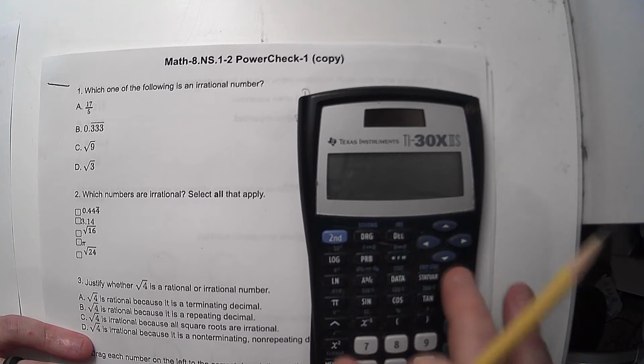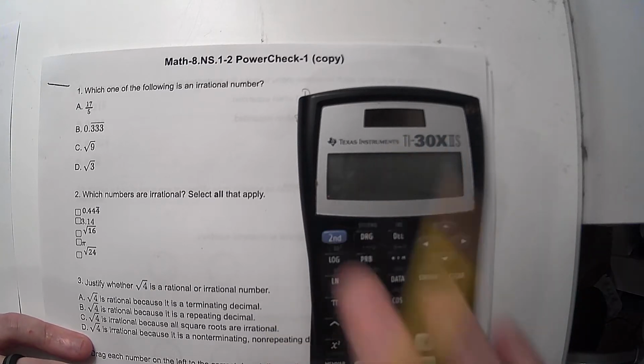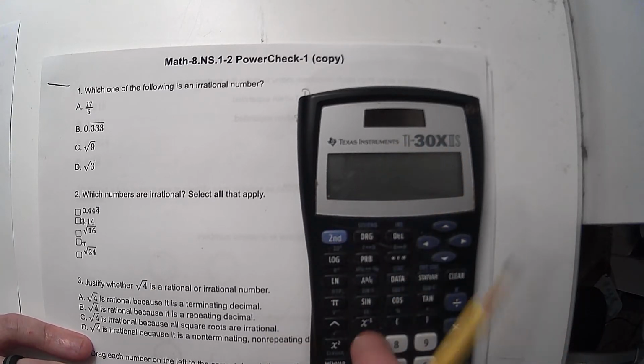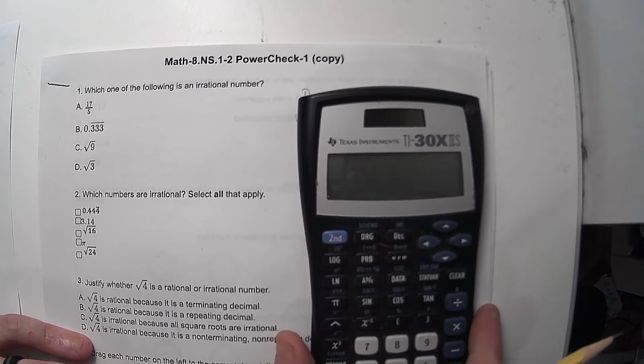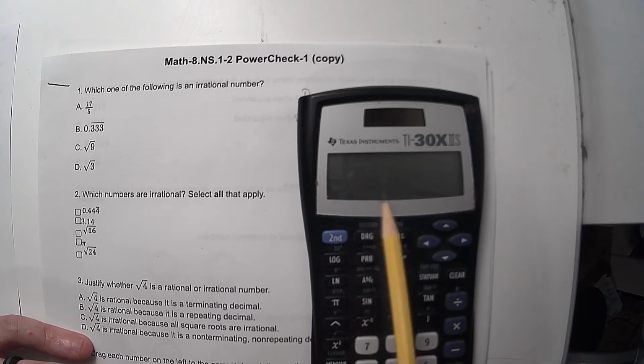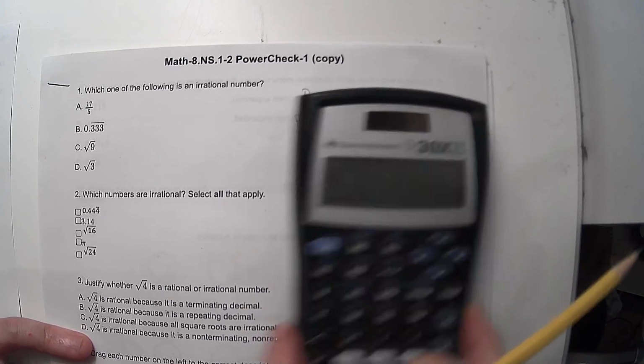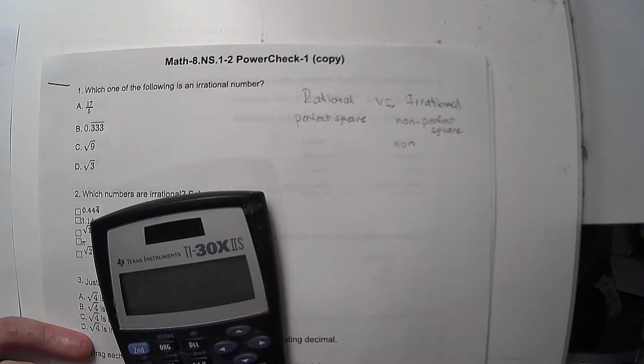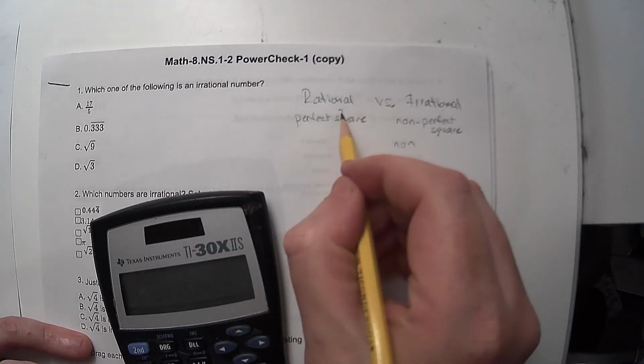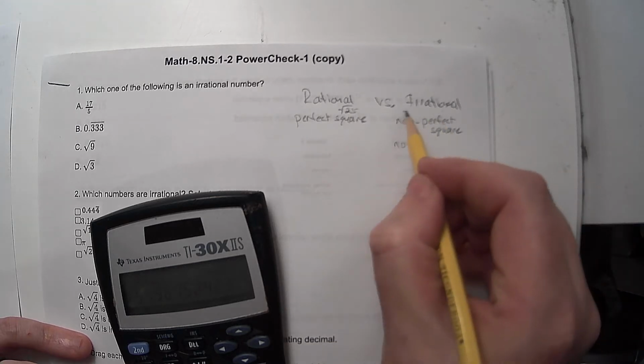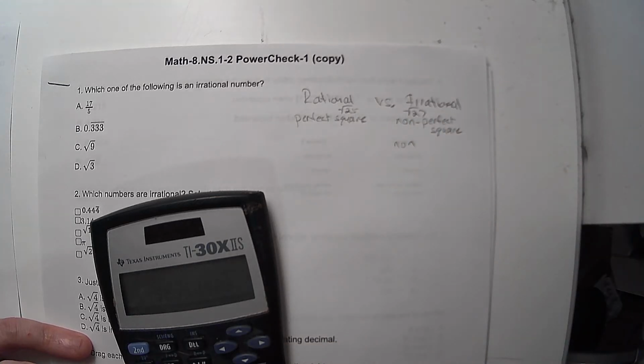that means it is going to be a rational number. If I hit clear, and then let's do second x squared 27 and hit enter, I'm going to end up with 5.196. Because I have this decimal after the 5, I know it's not a perfect square, which means it is going to fall into the irrational category. So for perfect square, I'm going to put in square root of 25. For non-perfect square, square root of 27. If you end up with a decimal, non-perfect square.